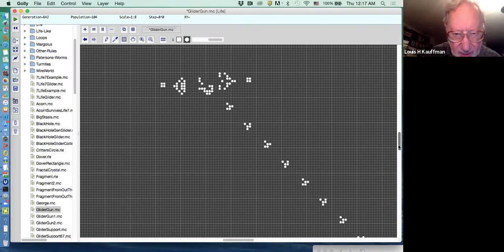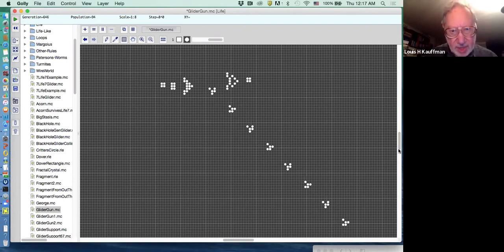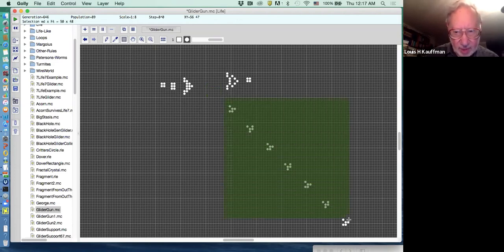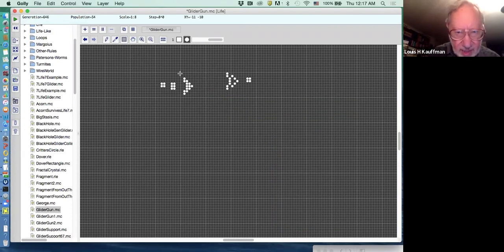Let me get it into position here. You see that there are these two important pieces in the glider gun. Let's erase some things that are less important, like this glider that just got produced, and a few of these gliders. Okay, and now let's get a copy of this guy. And let's watch how he behaves all by himself.